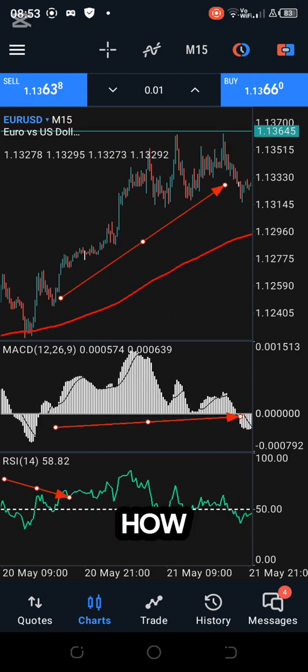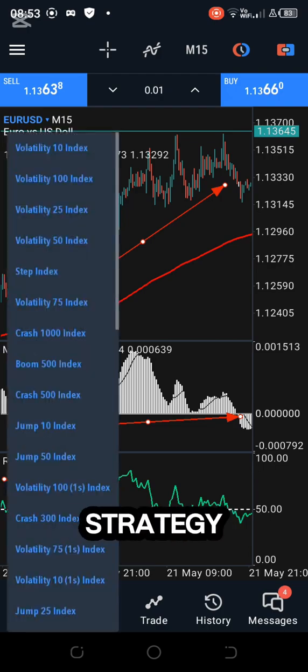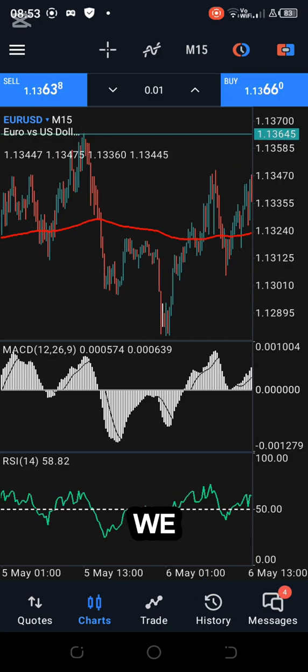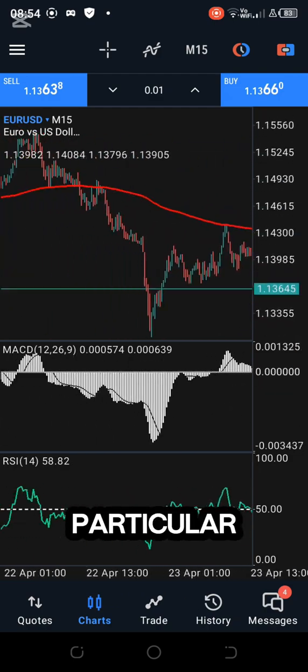Let's quickly look at how we can sell using this particular strategy. Okay, we are still looking at Euro USD. How can we sell using this particular strategy?